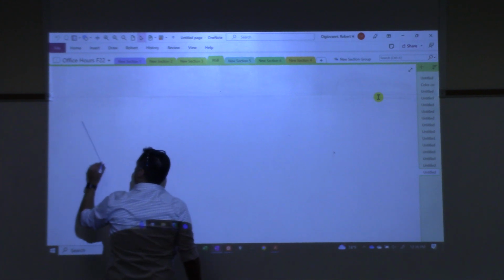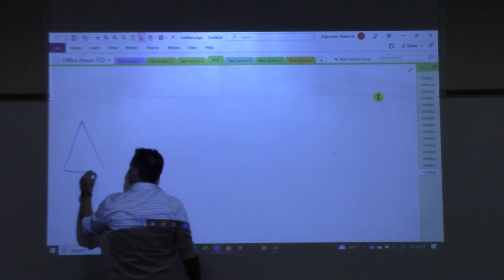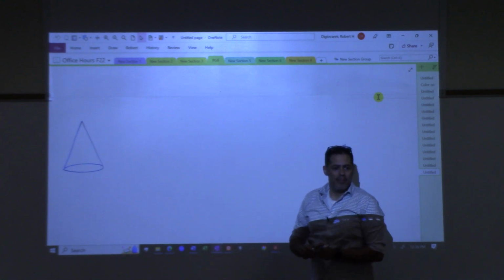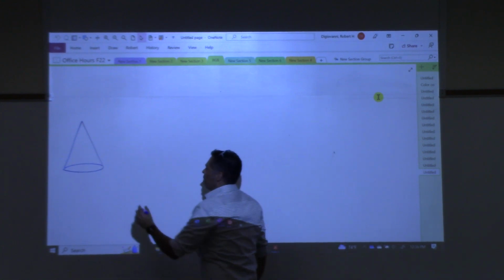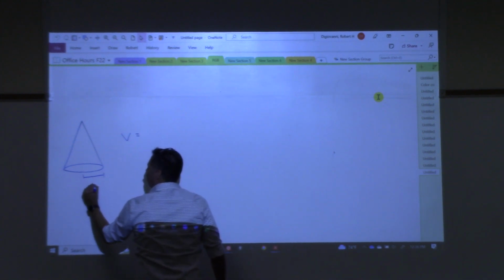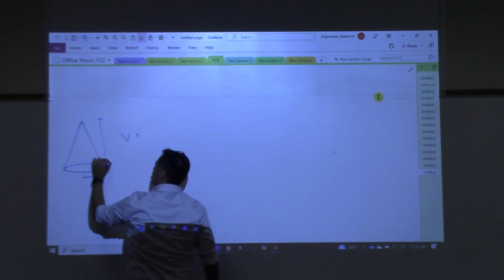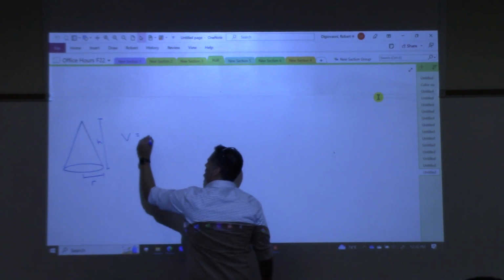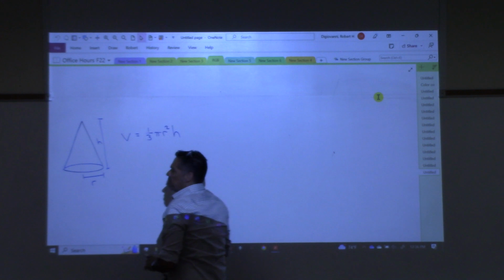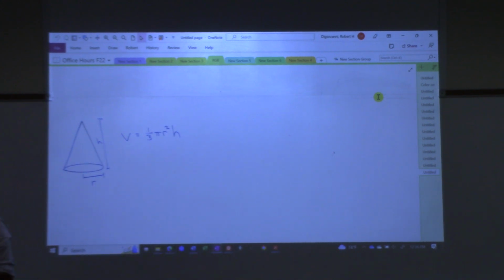First one is, what is the volume of a right cylindrical cone? If you look this up on your formula sheet, the volume will be, if this is R right here, and you have to know the height, it's going to be 1/3 pi r squared h. That's the formula for a cone.